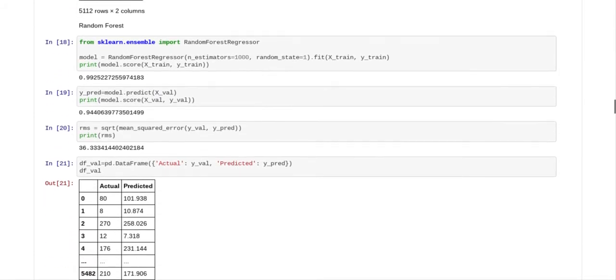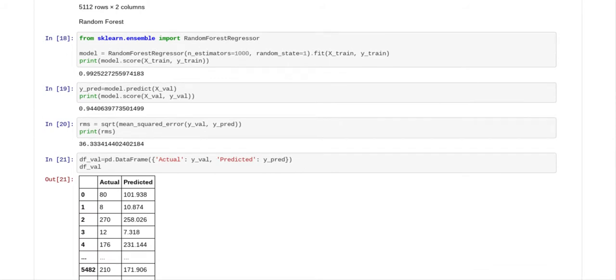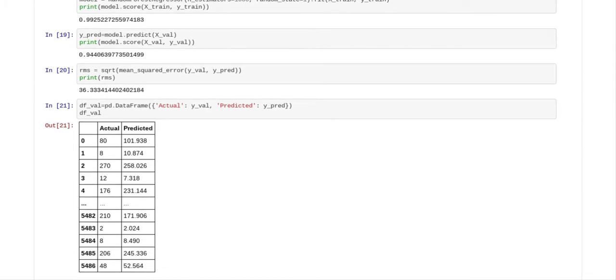The next thing we put it on was random forest. When we put it on the X train, Y train, we got 99.25% accuracy, which is very good. When we predicted on the X val, we got 94.41% accuracy. And when we put it on the RMS, we got 36.33, which is a definite decrease. So that means it's improved.